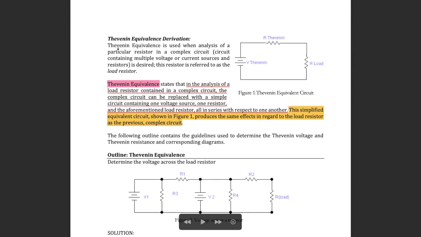As we can see here, Thevenin equivalence is used when analysis of a particular resistor in a complex circuit is desired. This resistor is referred to as a load resistor. Basically, it means the Thevenin equivalence will help us easily and quickly find the behavior of a particular component, which is a resistor. We call it the load resistor. We can use the Thevenin equivalence to calculate the current flow through it or the voltage across it.